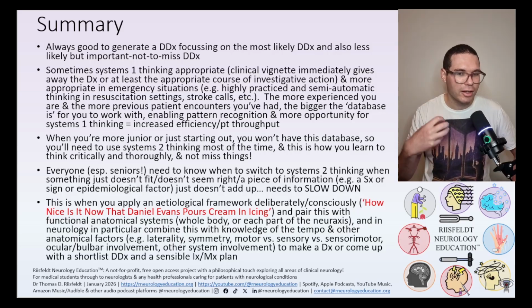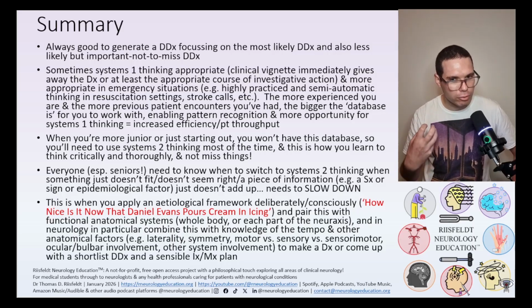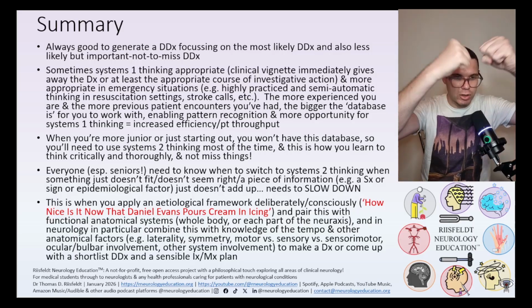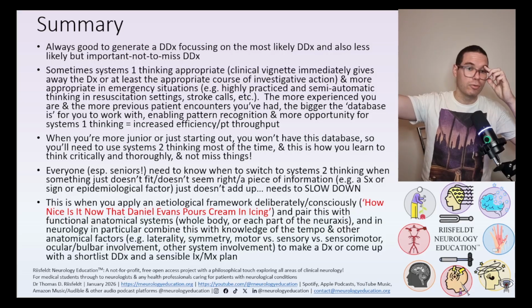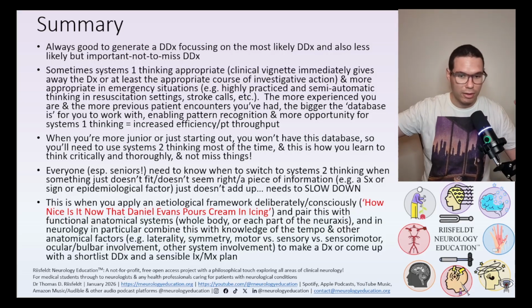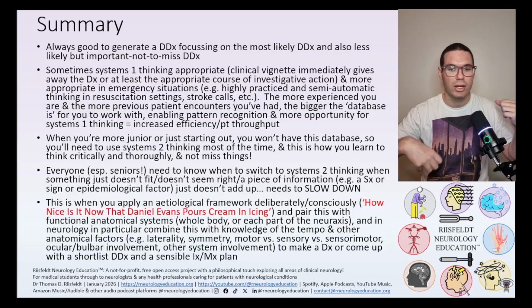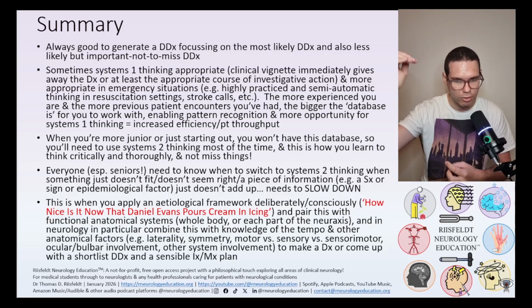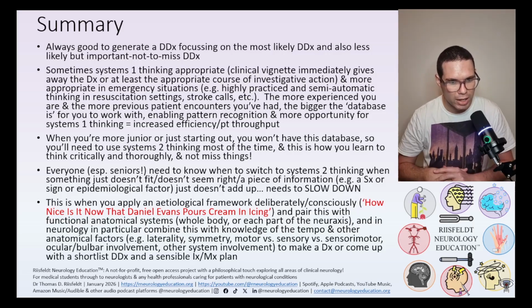And this is when you then dive into your etiological framework in a deliberate, conscious way. And just remember, how nice is it now that Daniel Evans pours cream and icing for your etiologies, and you marry that up with your functional anatomical systems, so all of your body systems. If you're just doing neurology, then you break it down into the neuraxis, the steps of the neuraxis, and the peripheral nervous system.